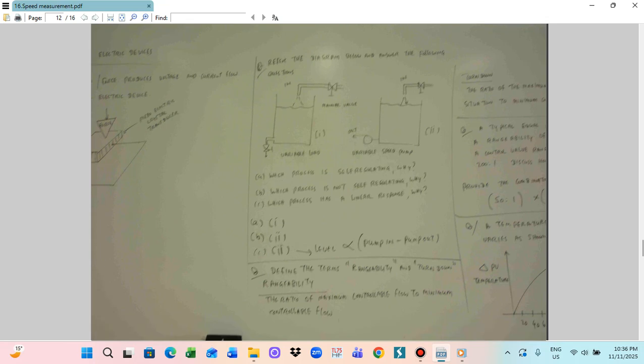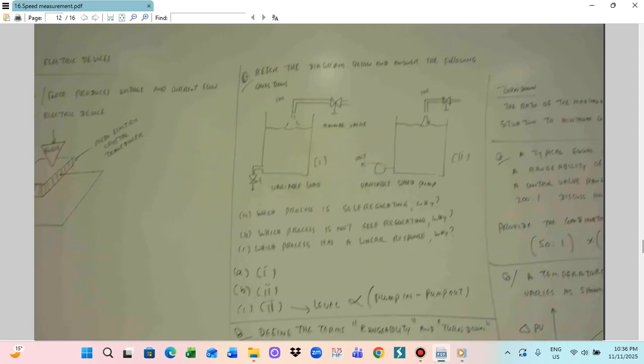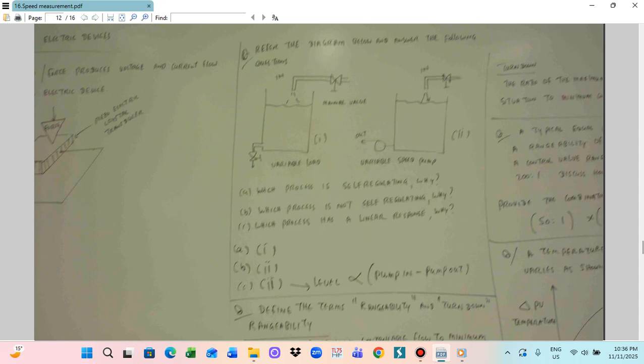One way is process one, which is a self-regulating process. When the flow increases, the level rises until the head pressure increases. When the pressure increases, the valve will open. So this is called self-regulation. But the second process is not self-regulating, because the flow is pumped out. So there is the pumping out function and the entering action, and the level depends on the difference between the entry and the flow out. So the first process is self-regulating, and the second process is not self-regulating.